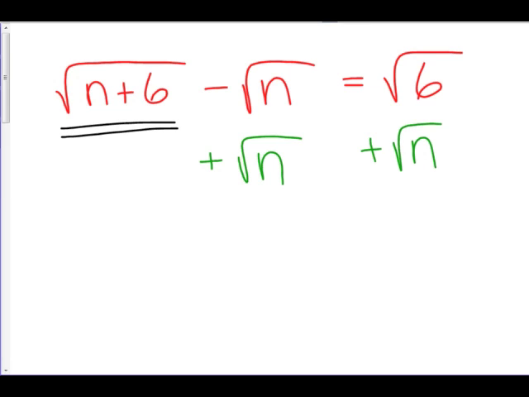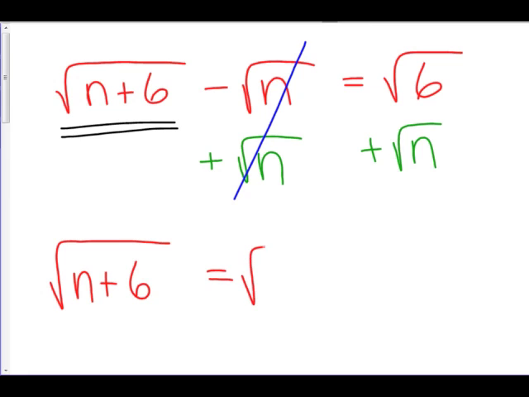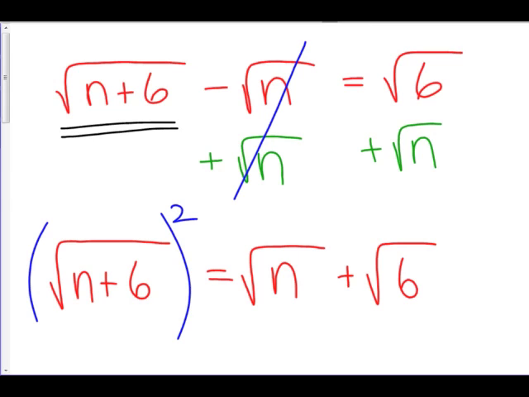So we'll add root n to both sides. In this way, the root n's cancel out, and we'll rewrite the entire equation as root quantity n plus 6 is equal to the square root of n plus the square root of 6. Now to get rid of a square root, we have to square it. But if we do it to one side, we have to do it to both sides.